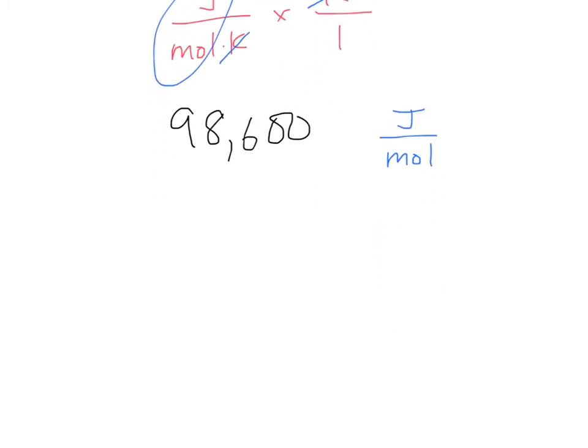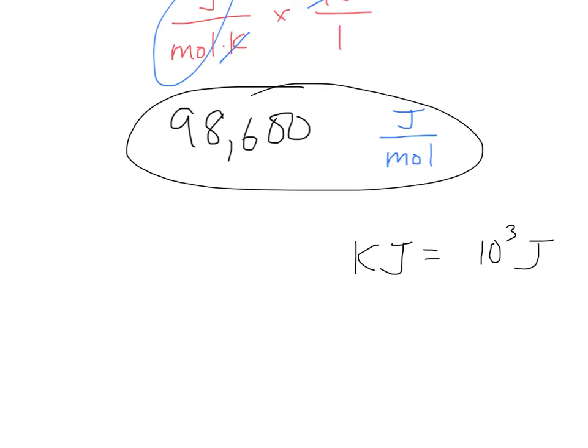It is traditional to write, rather than joules per mole for activation energies, kilojoules per mole. And if you remember, kilo means 10 to the 3. A kilojoule is 10 to the 3 joules, or if you like, 1,000 joules. And so we can convert this to more typical units by dividing by 1,000, so that's 98.6 kilojoules per mole.